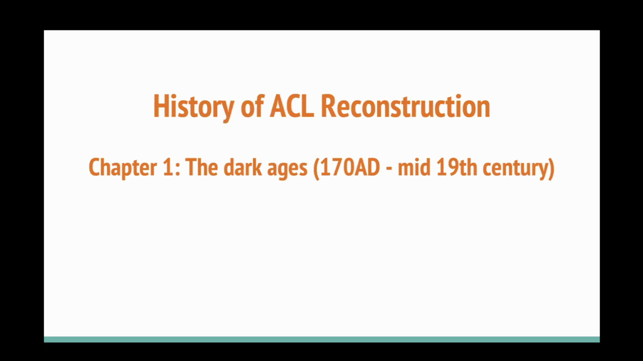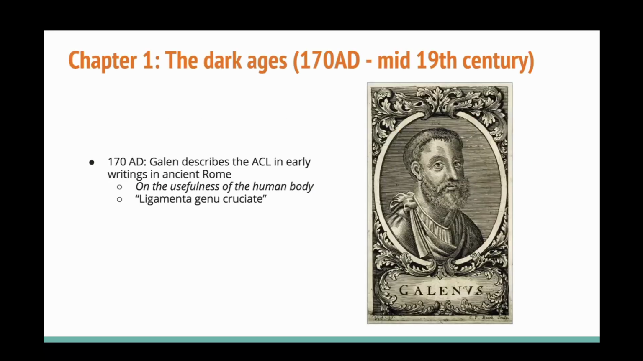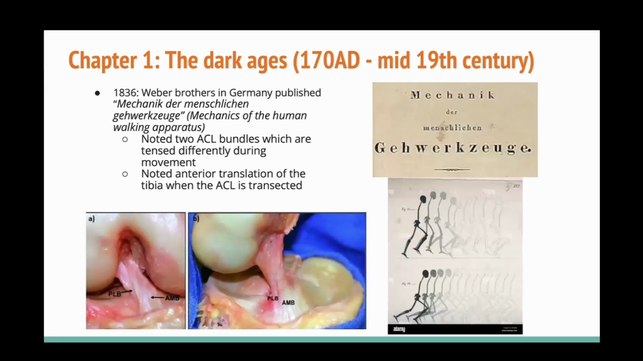So let's talk a little bit about the history of ACL reconstruction. We'll breeze through this because I think it's fun to talk about. Shout out to Galen in ancient Rome. He was the first to identify a ligamenta genu cruciate in his book on the usefulness of the human body, which I think we can all agree as orthopedic surgeons is pretty useful. He didn't really talk about what the ACL did, but he found it in the knee.